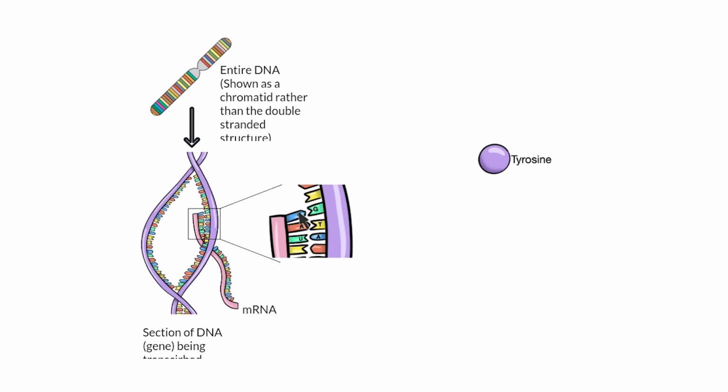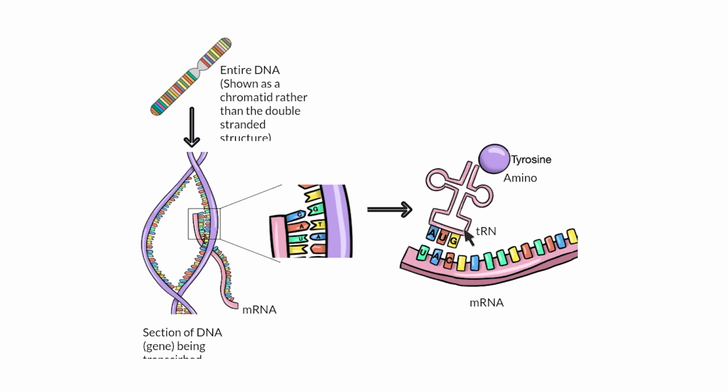Now, this codon on the mRNA will itself have a complementary anticodon on a tRNA molecule, and that will also be a sequence of 3 nucleotides. The tRNA with the complementary anticodon will carry the specific amino acid, which in this case was tyrosine, to be attached to the polypeptide chain during the process of translation.